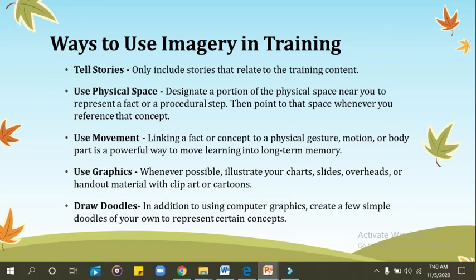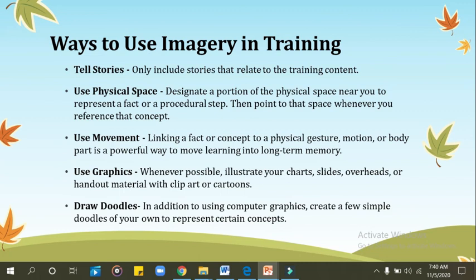So first, we have tell stories. Only include stories that relate to the training content. Use a physical space. Designate a portion of the physical space near you to represent a fact or a procedural step. Then we have use movement. Linking a fact or concept to a physical gesture, motion, or body part is a powerful way to move learning into long-term memory.